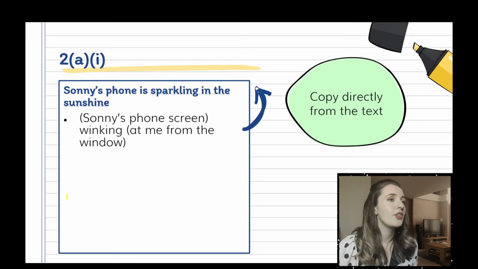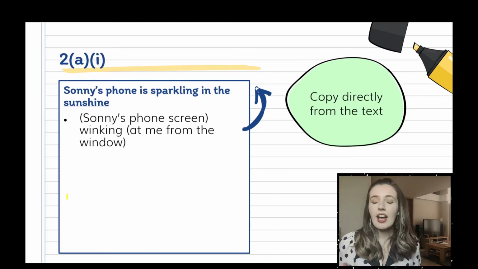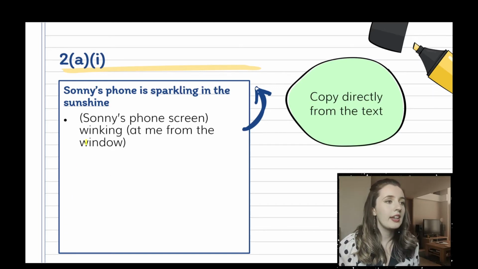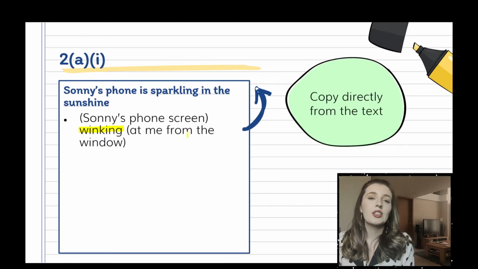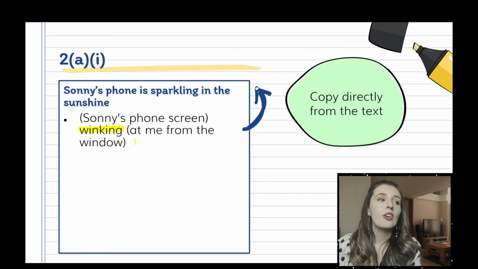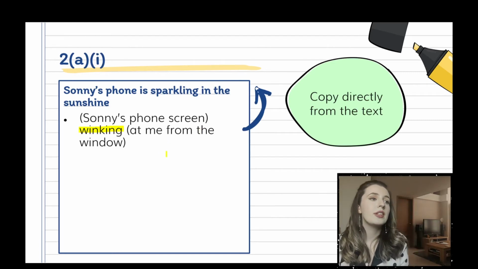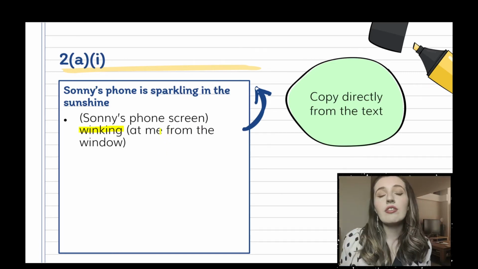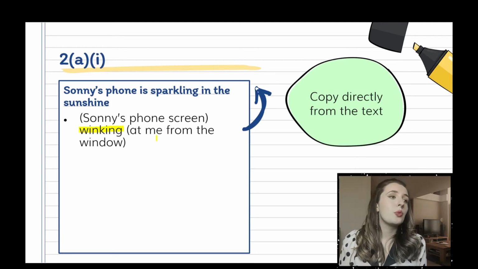Alright, so looking at question 2a and the first question, you had to find a synonym in the text for sparkling in the sunshine, and the answer was winking. So that's all that you needed, the word winking. If you did write Sunny's phone screen winking or Sunny's phone screen winking at me from the window, that's fine, you also got it right, but all that you needed was the word winking.